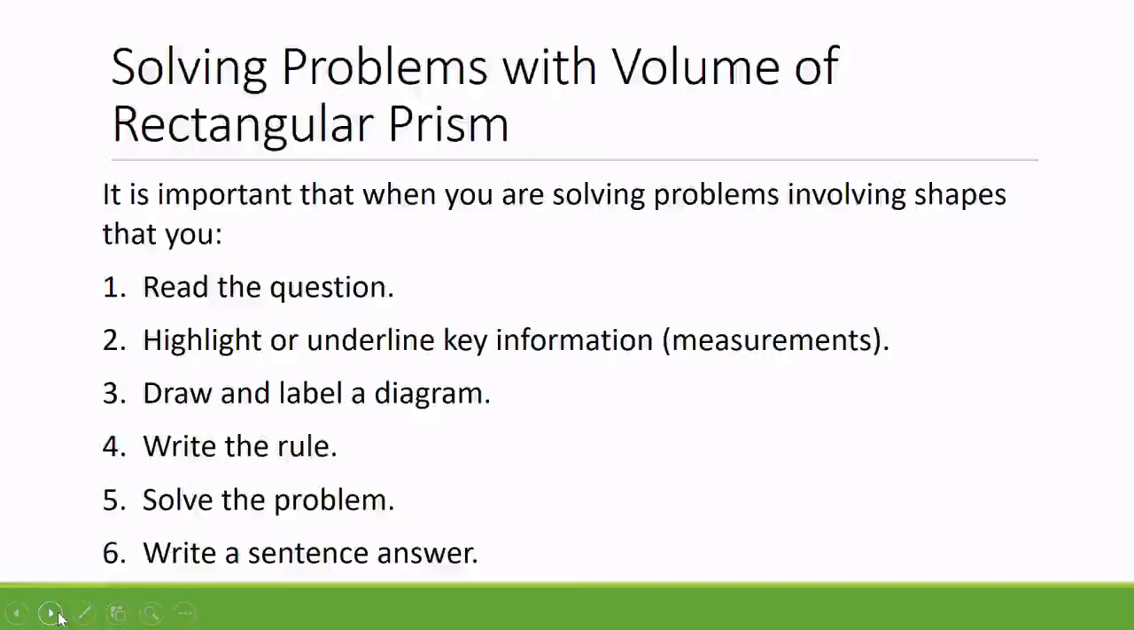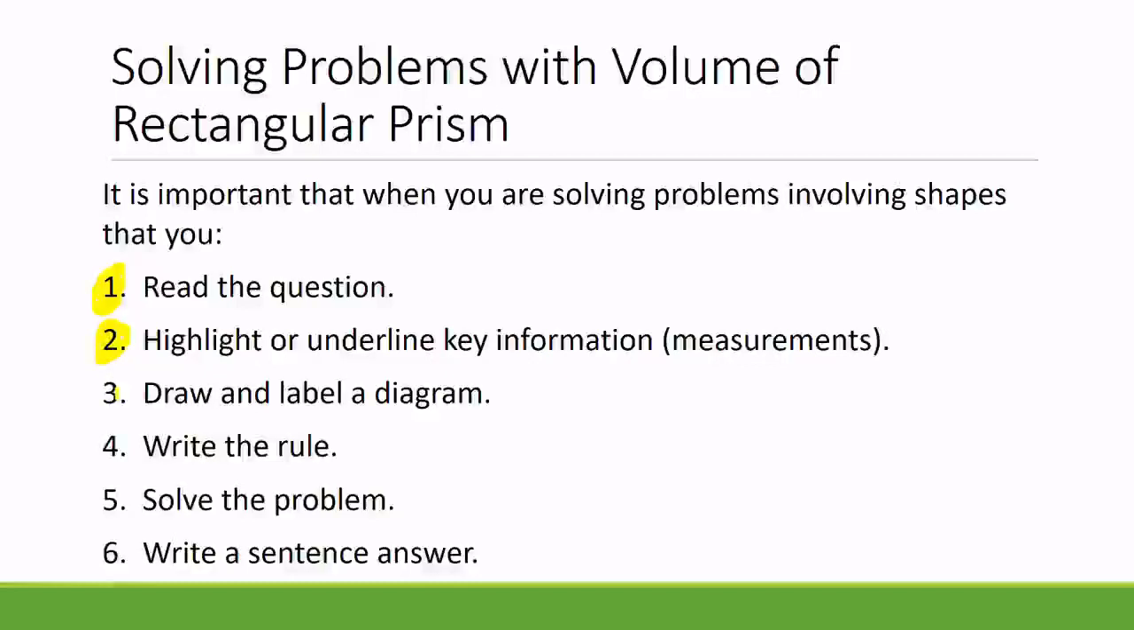Okay, some little points that I would consider important when it comes to solving problems with the volume of rectangular prism. It's important that when you are solving problems involving shapes, you do the following 6 things. And they are, you read the question carefully. All right? If needs be, you reread it so that you get a good understanding of what's going on. I always then like to highlight the key information. If you don't have a highlighter, underline it.